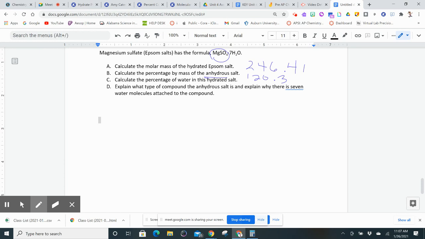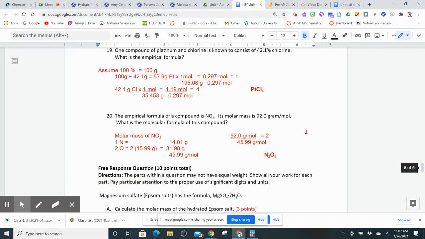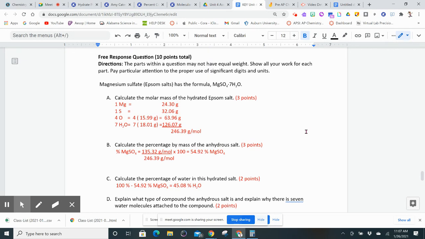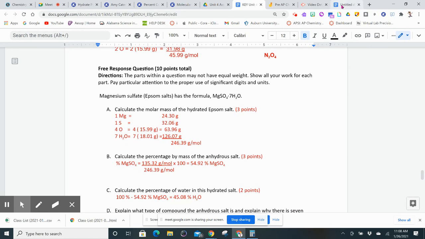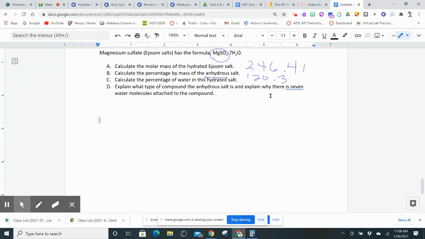So 120 divided by 246.41 times 100. Let me double check that. Shouldn't it be a little more than 57? I don't know. That's what you would do, you would divide. You're almost there, but not quite. So you're not going to divide them directly. And we may be off on our masses. So 24.3 plus, what is sulfur again? 32? 32 plus, no, it's 25. Okay.